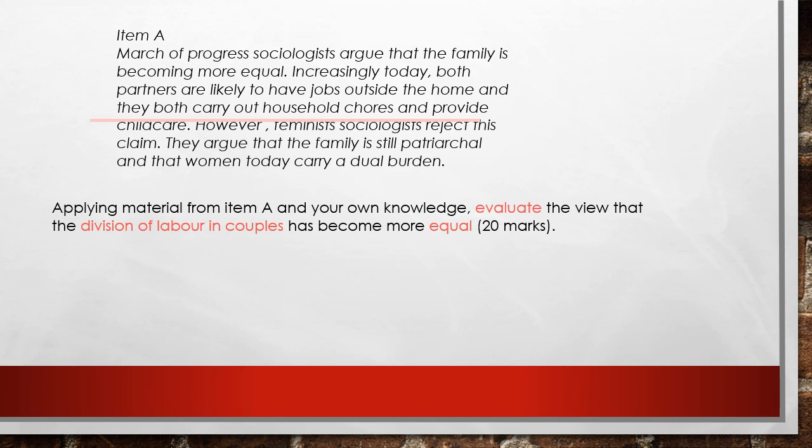Now, this is a question that's quite straightforward, but there are a few things that I would make sure I talk about just to get into the top band. So obviously look at the item. It tells you in the item that you've got to look at feminism, and it hints at that could be one of the evaluation points. So feminists would obviously reject the claim. And above, it's talking about or hinting at the symmetrical family, so Wilmott and Young and the March of Progress view. So those are the two key ideas that most students will pick up on.